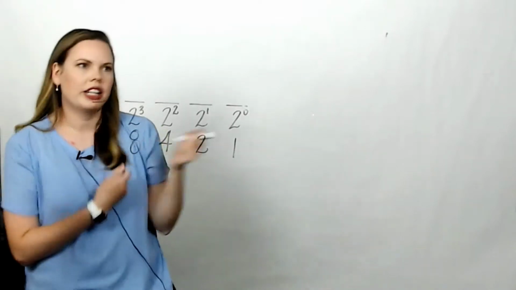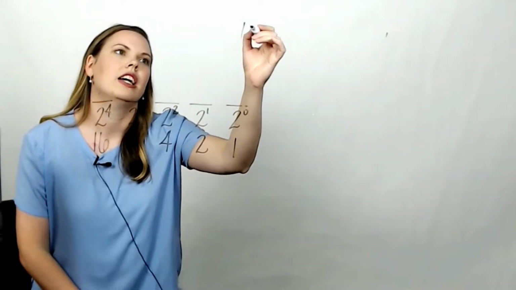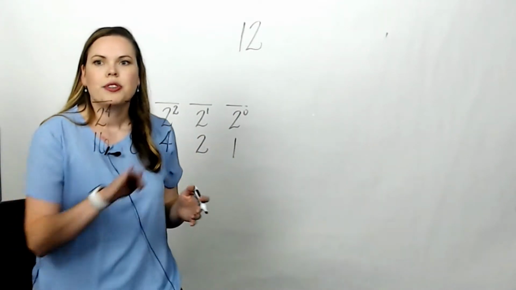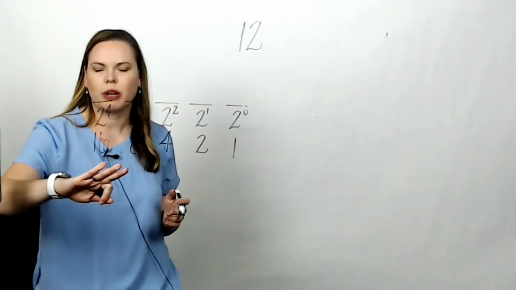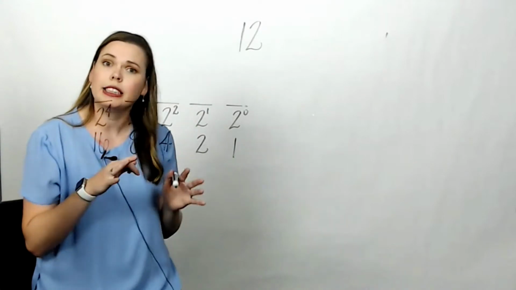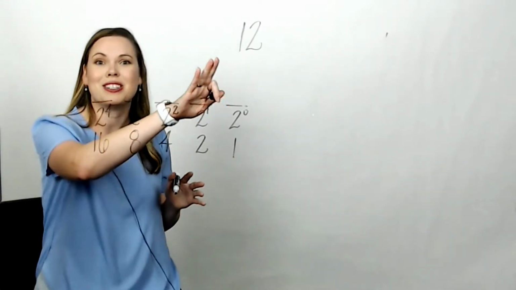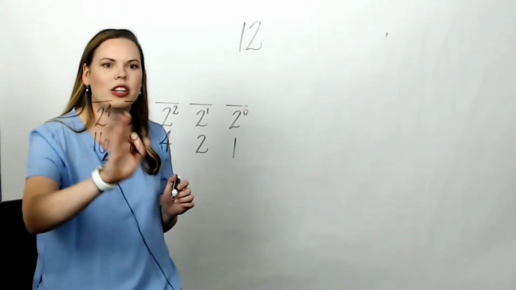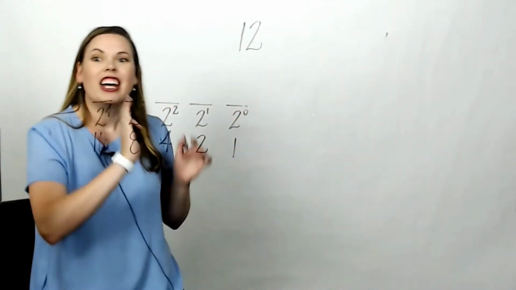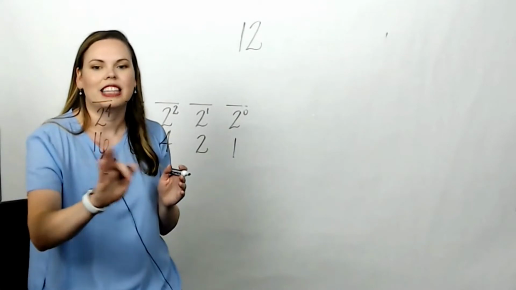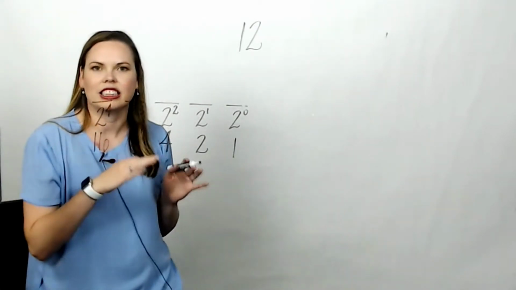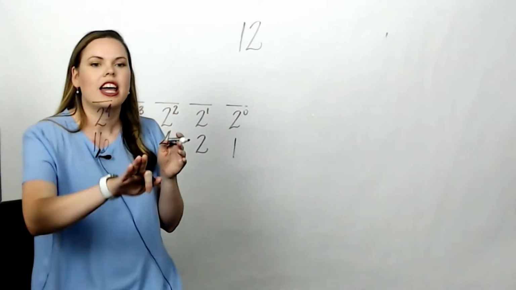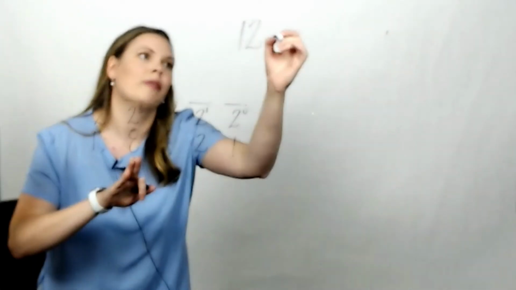So what if we wanted to represent the quantity 12 in binary? Once again, thinking about our powers of 2, what I like to do is think about the biggest power of 2 that will fit into 12. So 8 will fit into 12, but 16 will not. So I know that I'm going to have 4 digits in my numeral because I cannot get up to 16. It doesn't fit into 12. So I'm already thinking I need 4 digits.